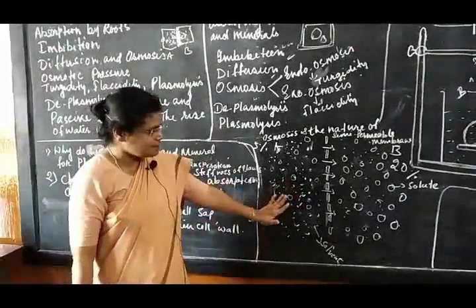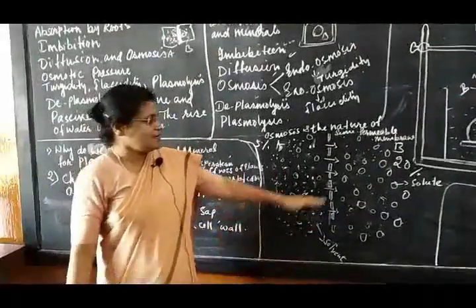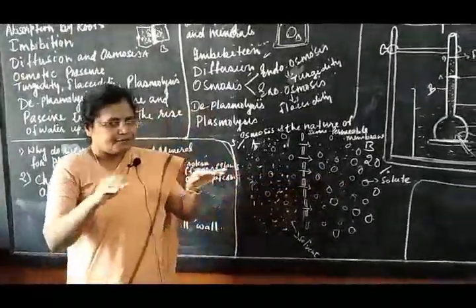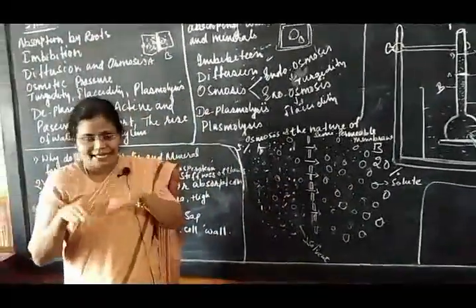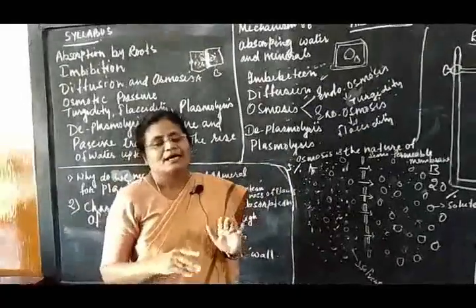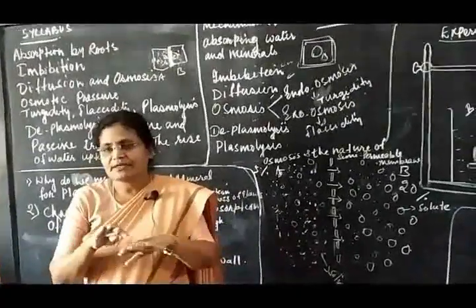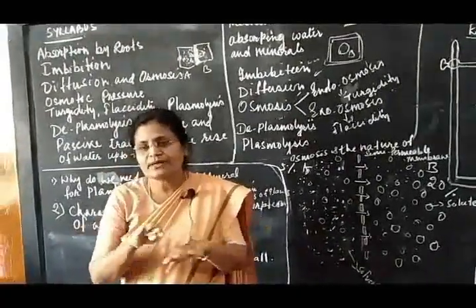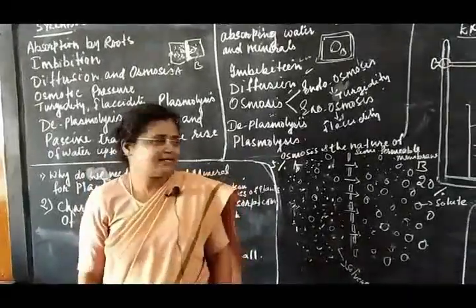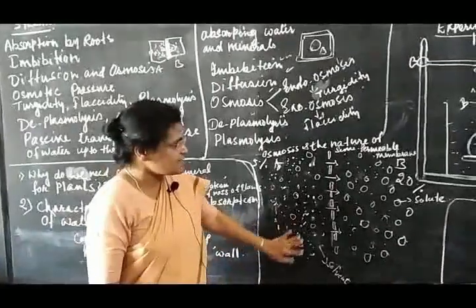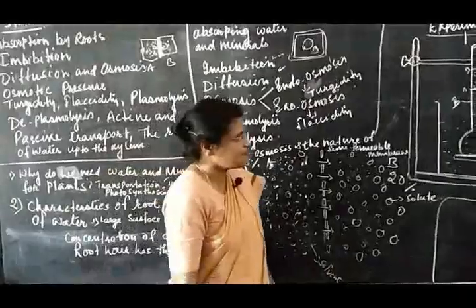So after some time, when the level of water will be the same on both the sides, automatically there will be no net movement of water, it will remain standing still. Now, this is another good example for osmosis.